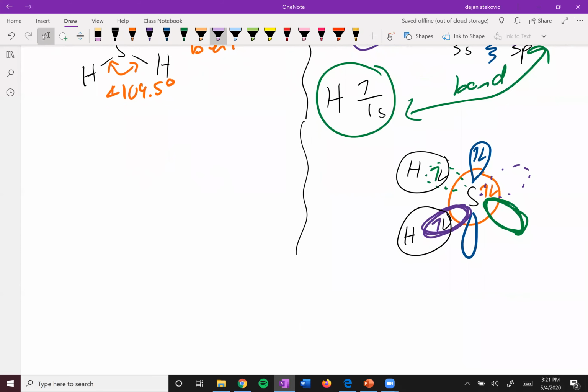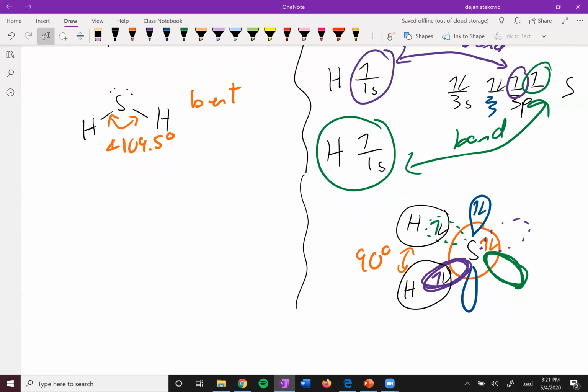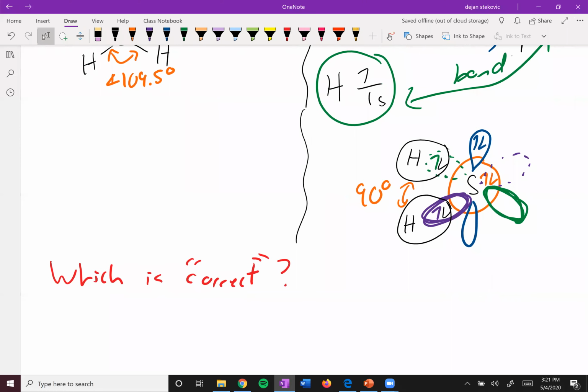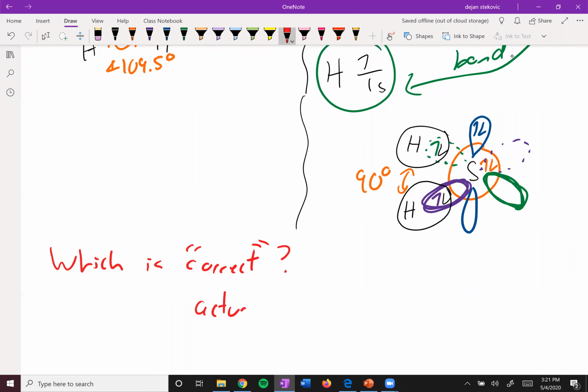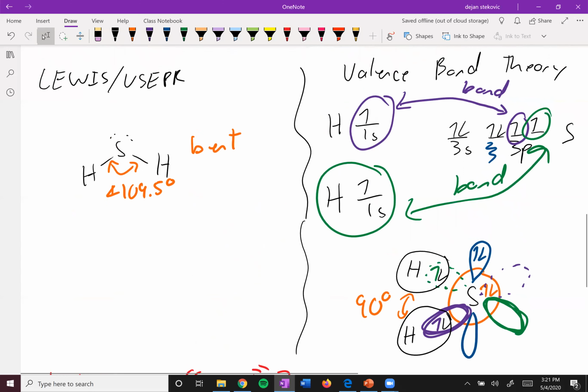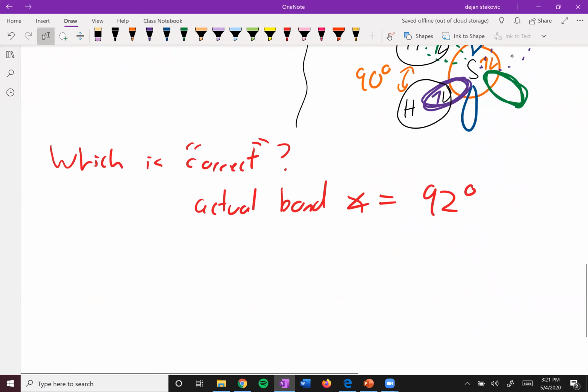If you think about the bond angle predicted here, it's going to be 90 degrees, right? So one predicts 109.5, the other predicts 90 degrees. So which is correct? To take a look at that, we'd have to look at the actual molecule, and the actual bond angle is equal to 92 degrees. So in this case, valence bond theory is more correct than the Lewis structure.